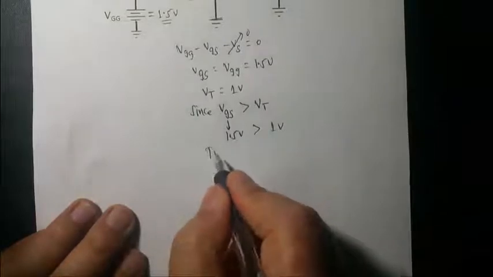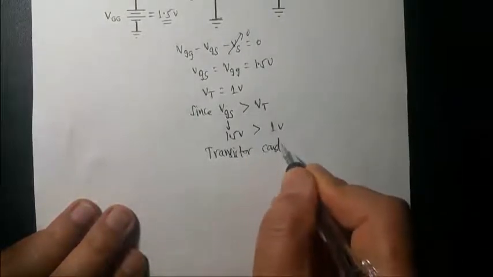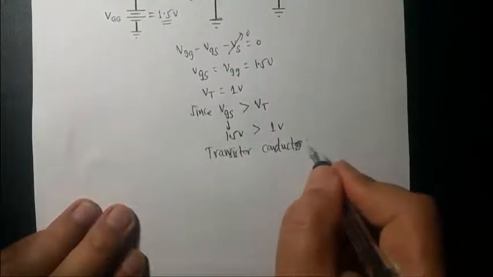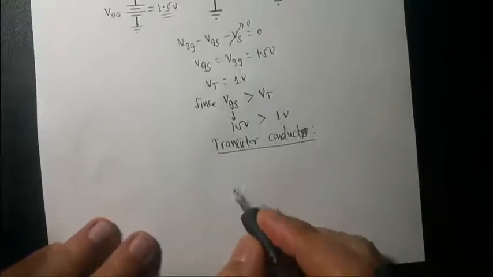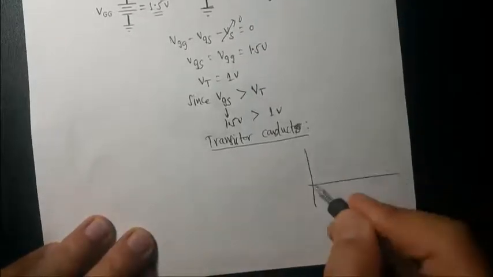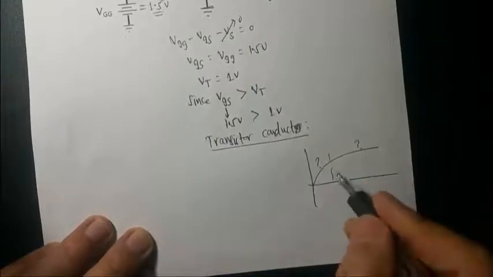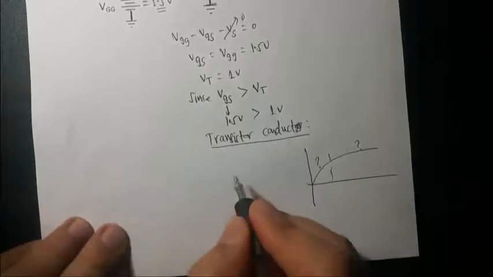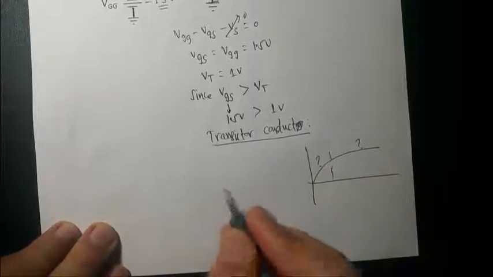The transistor conducts, it turns on. But we still don't know actually whether the transistor is in the ohmic region or the saturation region. We still don't know. We need to figure that out, and we need to make some assumption. Okay, so the transistor conducts, but there are two cases.